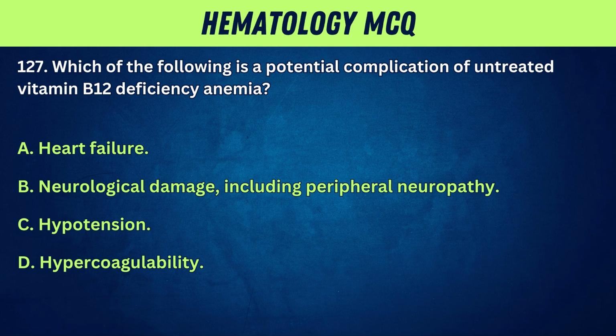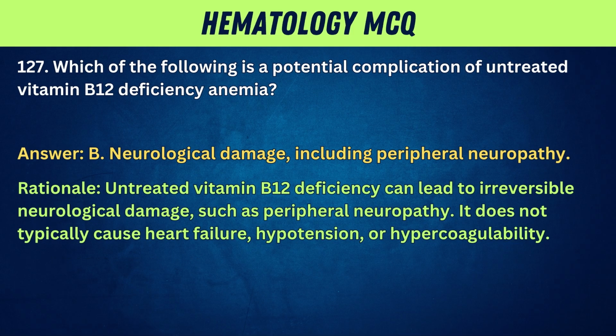127. Which of the following is a potential complication of untreated vitamin B12 deficiency anemia? A. Heart failure. B. Neurological damage, including peripheral neuropathy. C. Hypotension. D. Hypercoagulability. Answer: B. Neurological damage, including peripheral neuropathy.